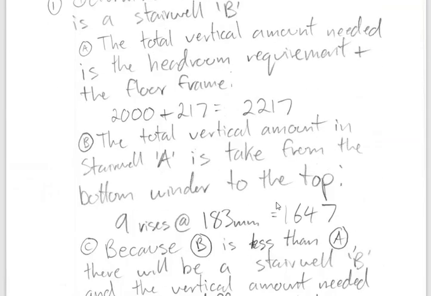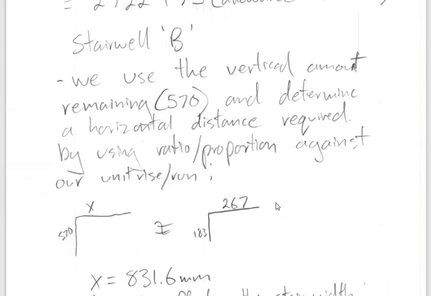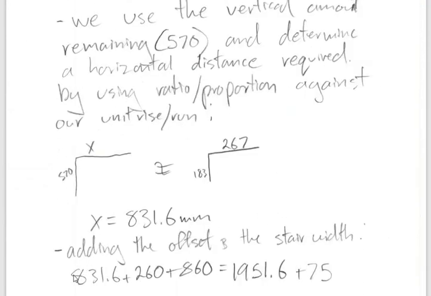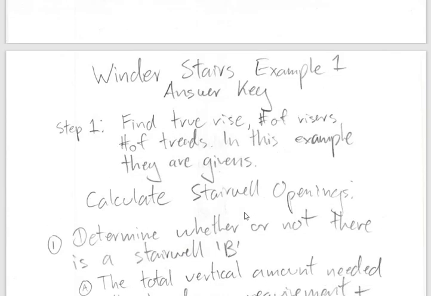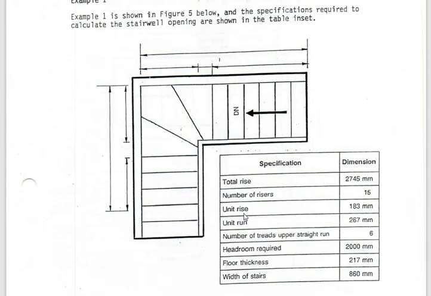And let's take a look at the numbers. And here you have it, 831.6 plus 260 plus the 860. Gives us 1951.6, and then don't forget to add 75 millimeters. And there's your rough opening for stairwell B. So that's calculating a set of winder stairwell openings.